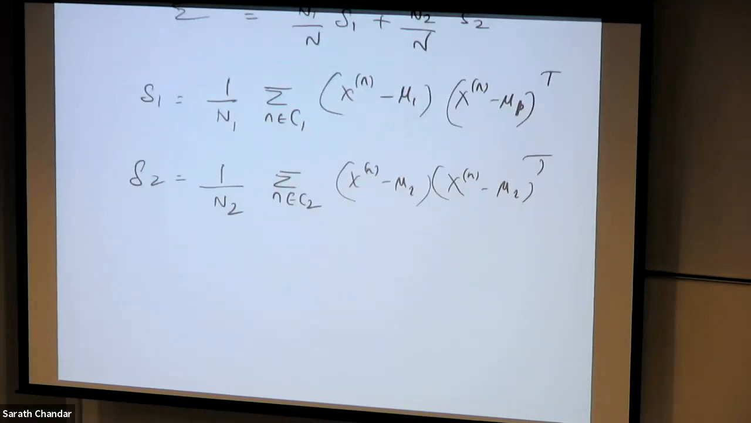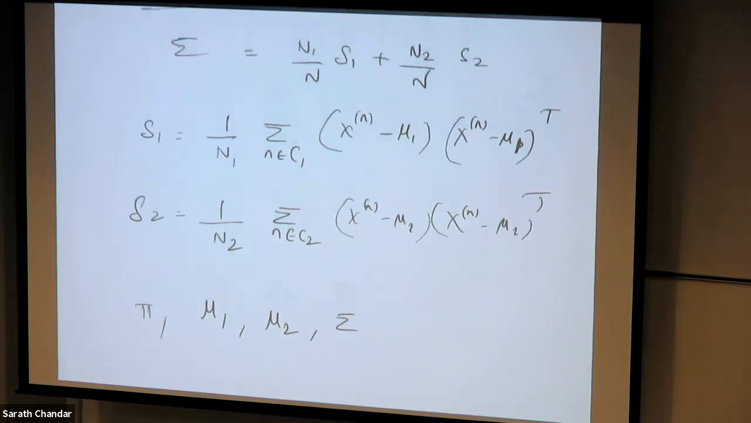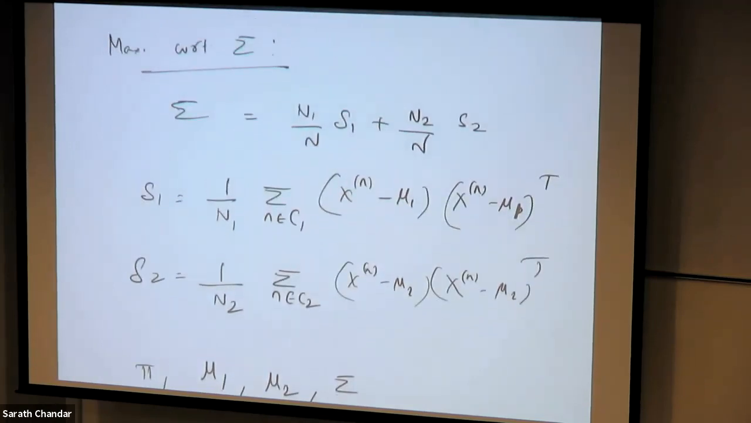Okay, so now I have found all the parameters of the Gaussian discriminant analysis. We have found pi, which is basically the average frequency of class 1. We found mu1, which is the sample average of all the examples in class 1. We found mu2, which is the sample average of all the examples in class 2. And then we found sigma, which is basically the average of the covariance from both the classes.